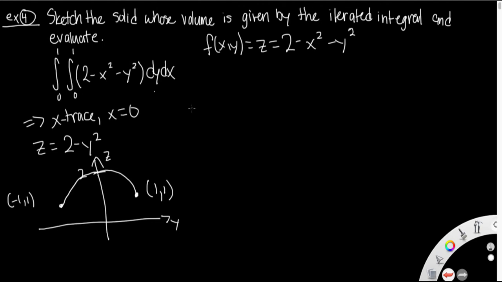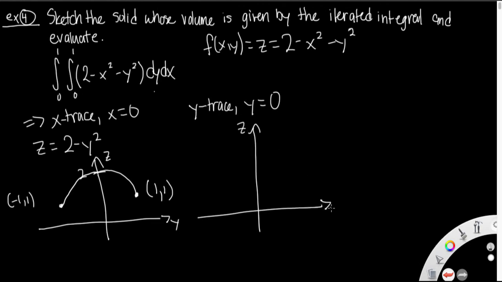And on to the y trace. For the y trace, we'll set y equal to 0, and we don't have to be too fancy here. Our graph in the zx plane is going to be z equals 2 minus x squared. So we pretty much have the same shape, with a coordinate of 1, 1. We know what this point is here.